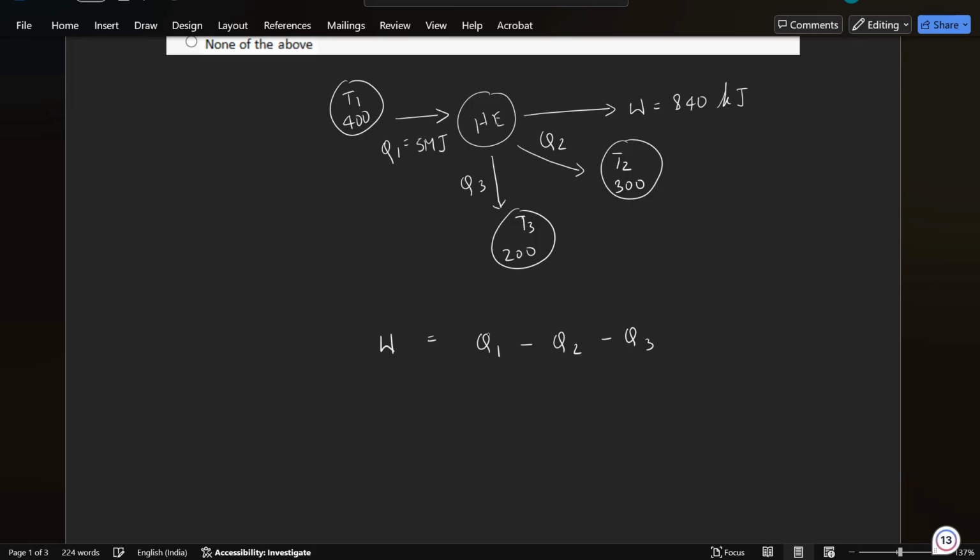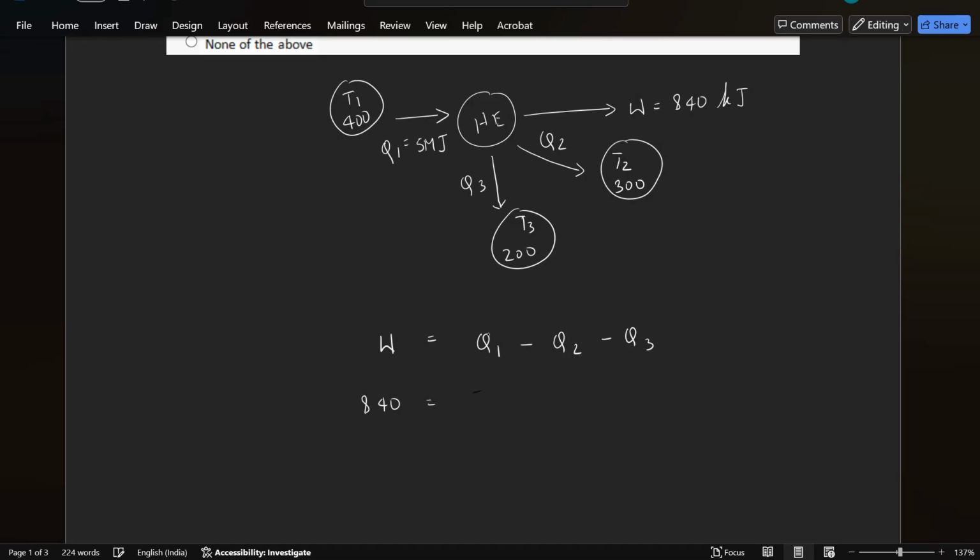Okay. So in the heat engine, Q2 and Q3 are being put out. So that's Q out. This is Q in. So the remaining heat is the work done. All right. So now, how much is the work? It is 840 kilojoules. Okay, this is 840.